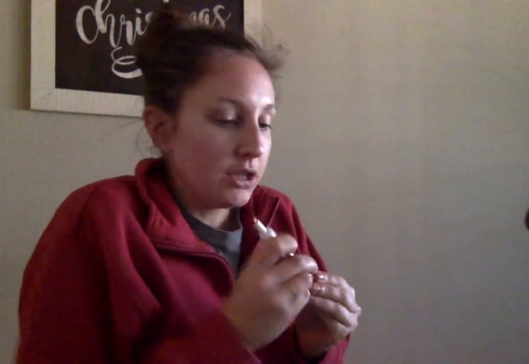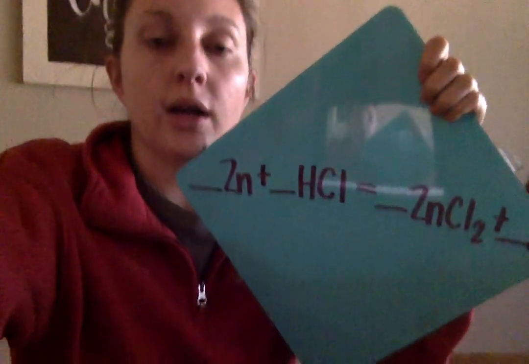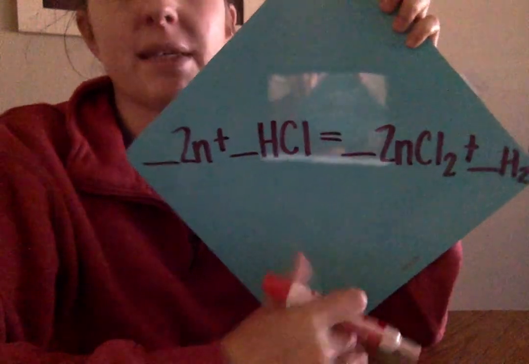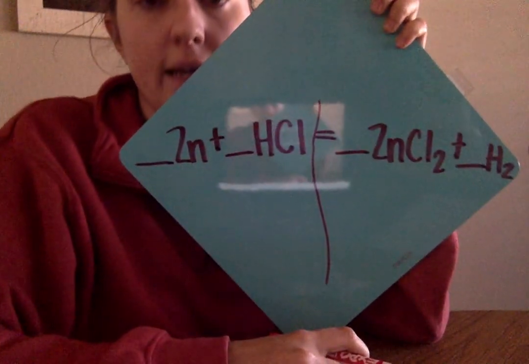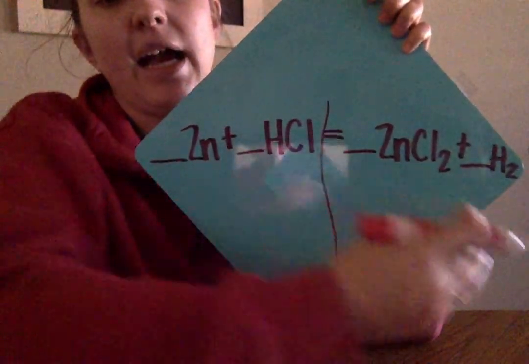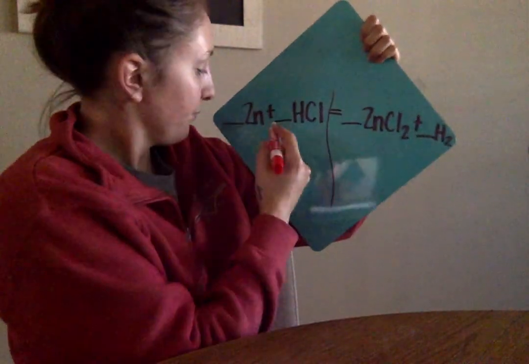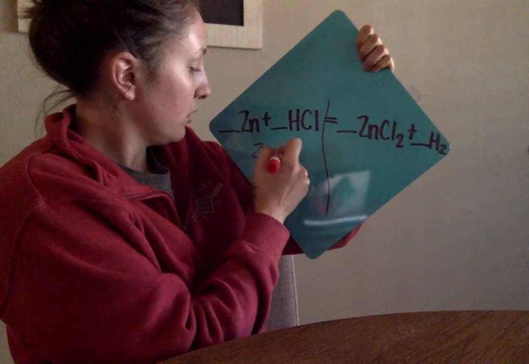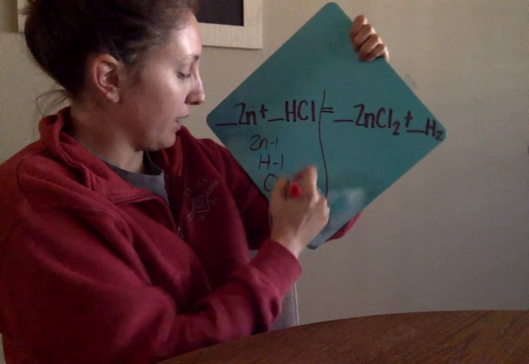Let me get a different color marker to show the different things. So whenever I go to balance equations, I always go in the same order, same steps, basically. So what I want to do is I'm going to draw a line down the middle, okay? And now I have my reactants and I have my products, okay? So now, let's take inventory is what I call it, okay? So if I'm taking inventory, I have Zn over here, one of those. I have one H and I have one Cl.